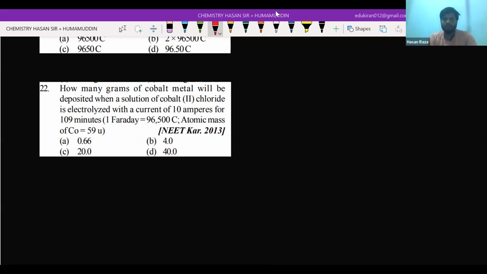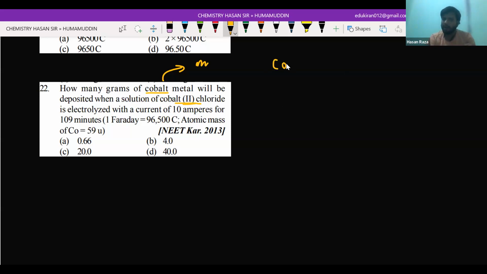Okay, no problem. I'm going to explain this. This is also very easy based upon formula. How many grams of cobalt? That means you need to calculate the mass or weight. Will be deposited when a solution of cobalt chloride, you know, whenever you are going to see salt of a D block element, basically the D block element has variable oxidation state. So generally, they determine their oxidation state in Roman numeral.